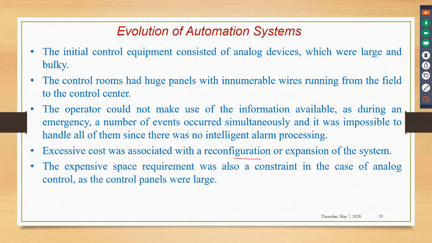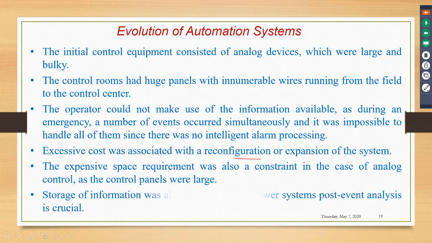I am going very fast because these are all historical aspects, so we are not talking much about this. Then the expensive space requirement was also a constraint during that time. And storage of information, which is very important, was also an issue during that time. And in power systems, post-event analysis is crucial. If we store the data, then we can do this post-event analysis.